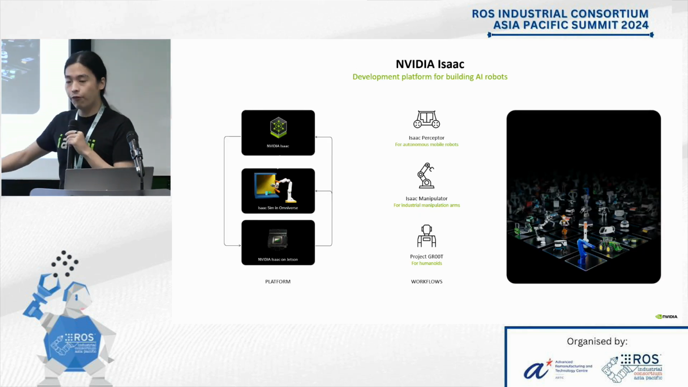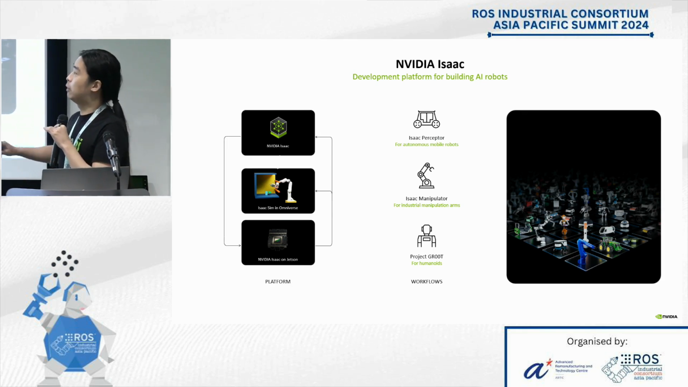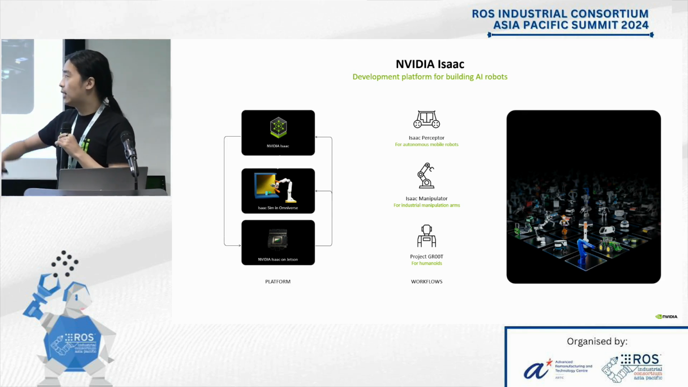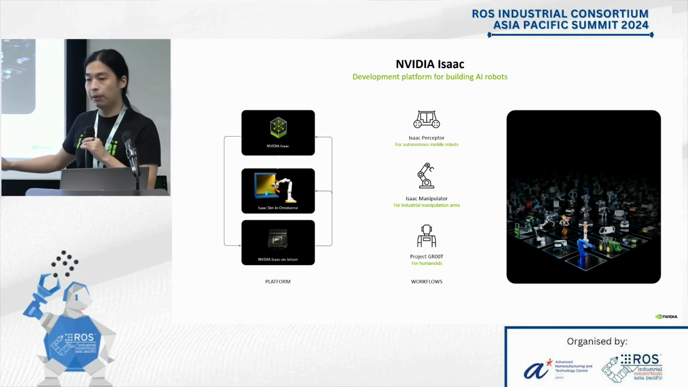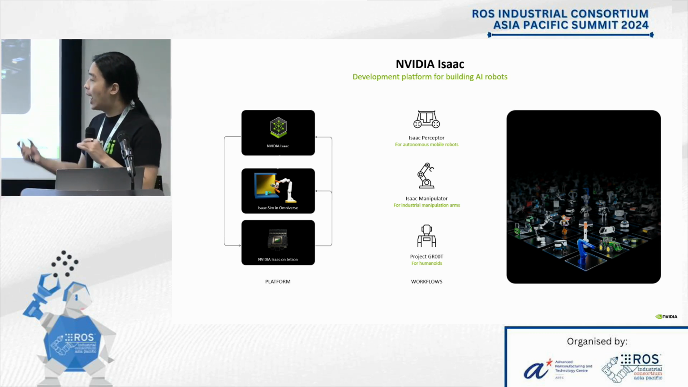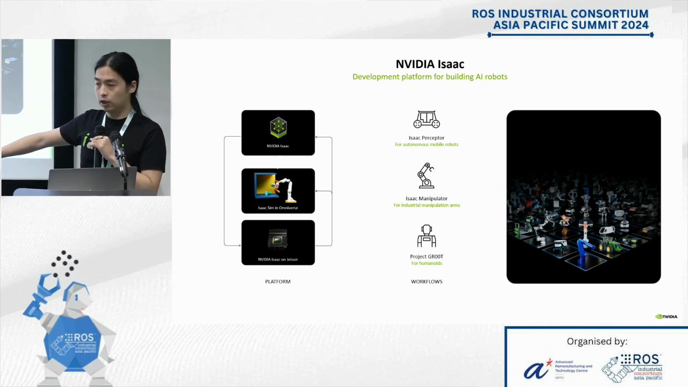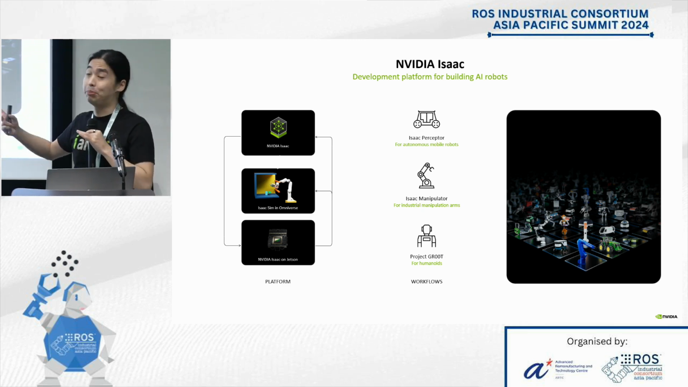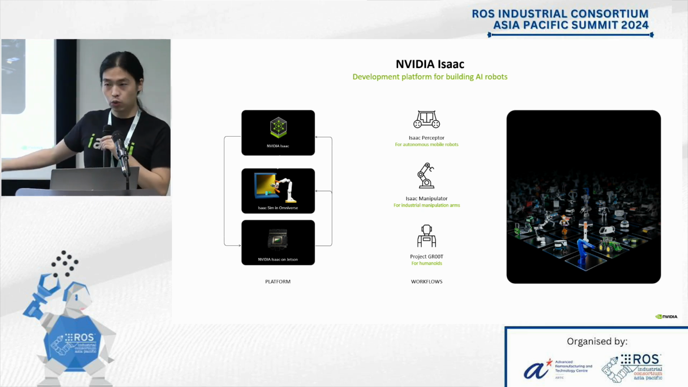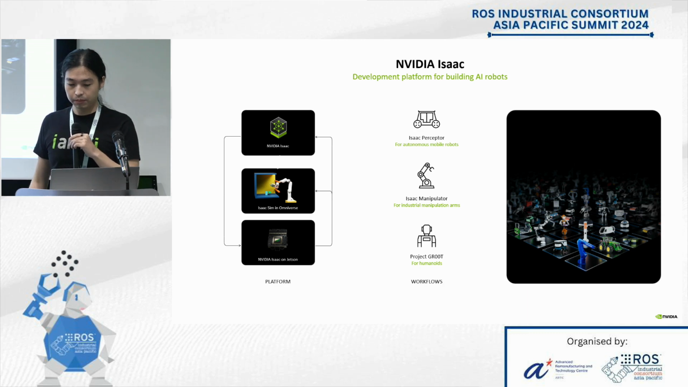So at the core of it is NVIDIA Isaac. It is a platform to develop AI robots. Again, it has Isaac, it has the simulations, it has the hardware platform for deployment, and all added up, we have some reference flows, like Perceptor for UGV navigation. We have Manipulator for manipulation, and we have Project GR00T, which is specially designed for humanoid robots.